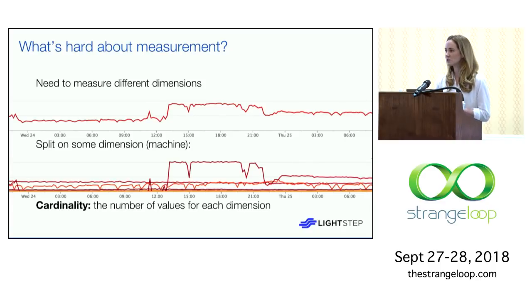Now, there's this word that has come into vogue in the last couple of years, which is cardinality. What this word means is just the number of different values for one dimension. So here, what makes this measurement difficult is that sometimes these dimensions become things that have very high cardinality, where there's a lot of different values. And in order to understand your system, you need to break up the data to see how each of these values performs differently.